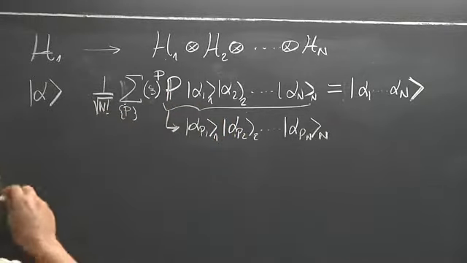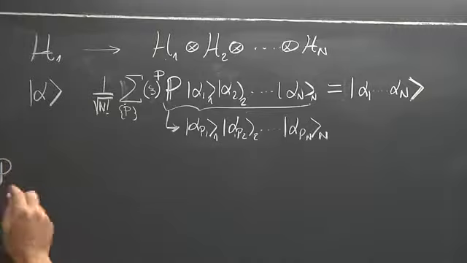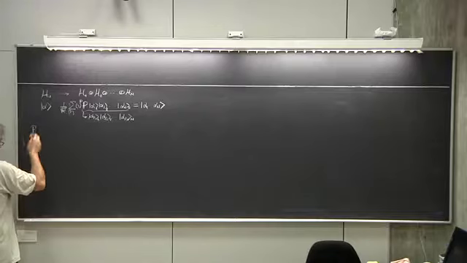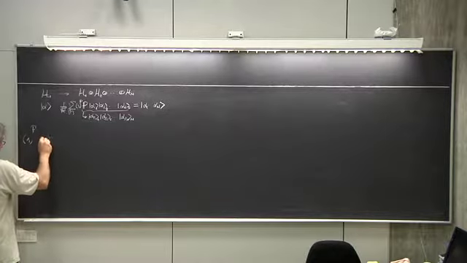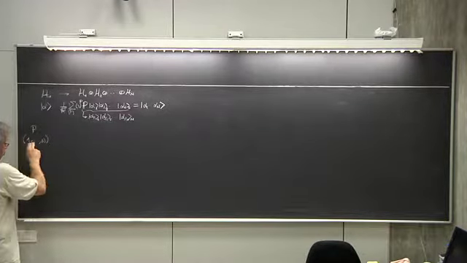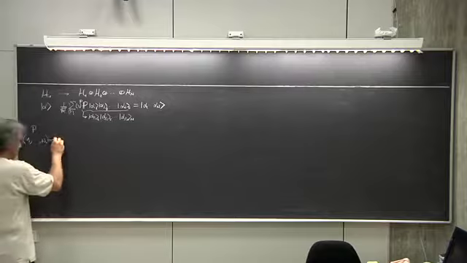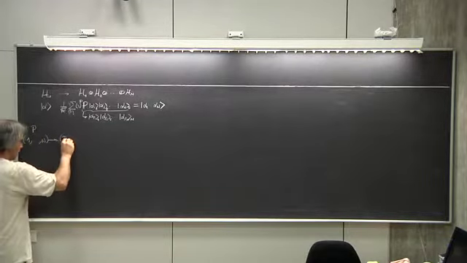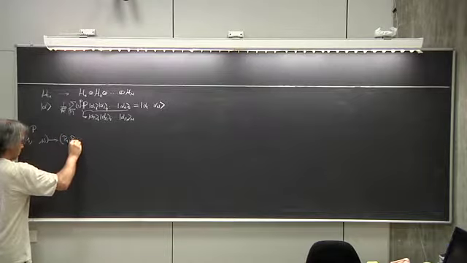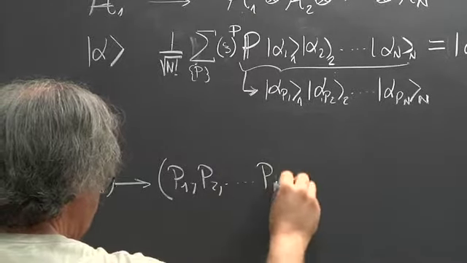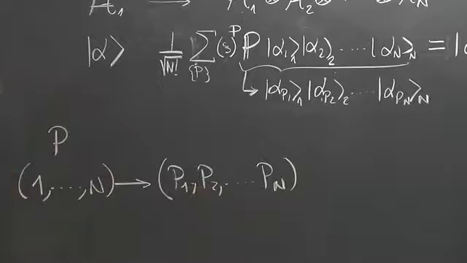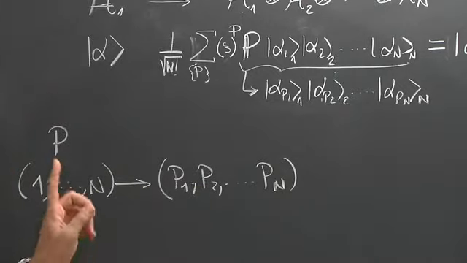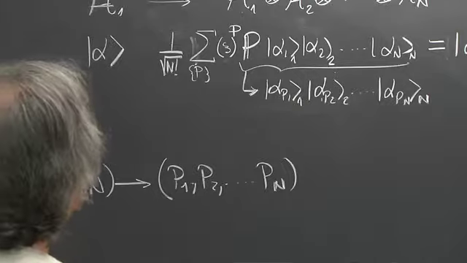And the permutation, once again, is simply a reshuffling of the indices. So for instance, it associates to indices 1 to n a new reshuffled set with p1, p2, pn, okay? So that's my notation. pn means whatever is in position n after permutation, and so on, okay? Good.